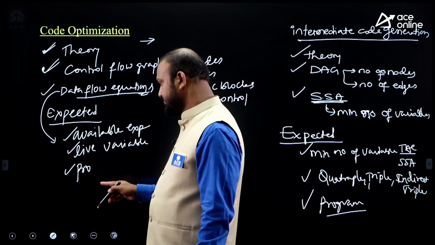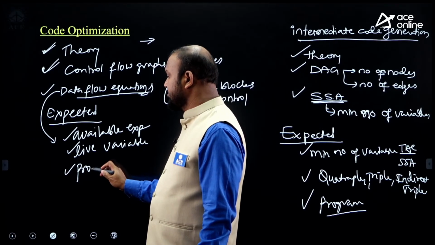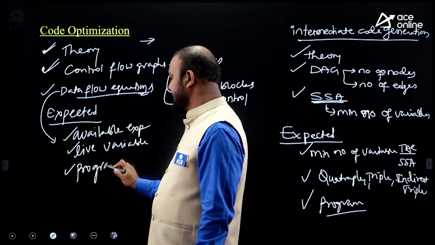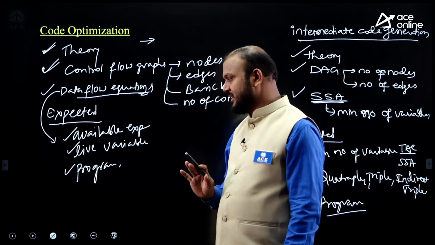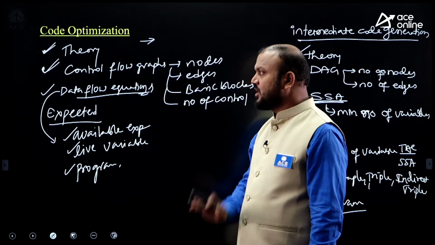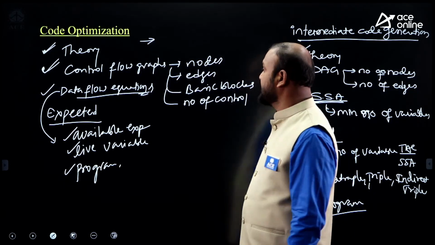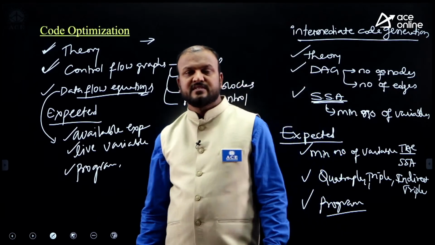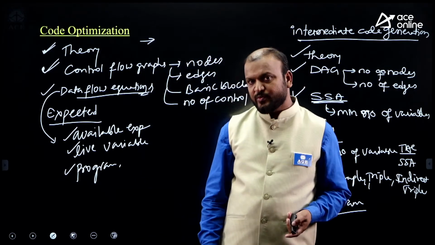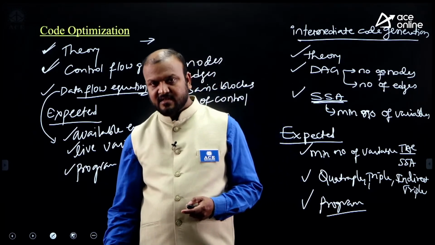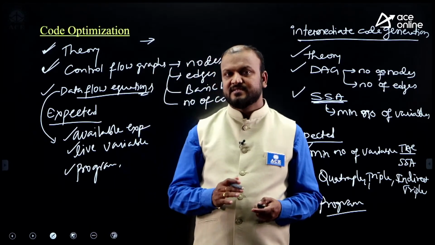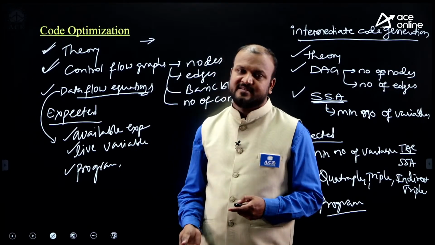Like this is called program, they may give you a program and ask you what the live variables are and so on. That may be a possibility of questions from the optimization chapter. Okay, these are the topics, and in these topics we have discussed where questions were asked and the places where questions are possible to be asked.